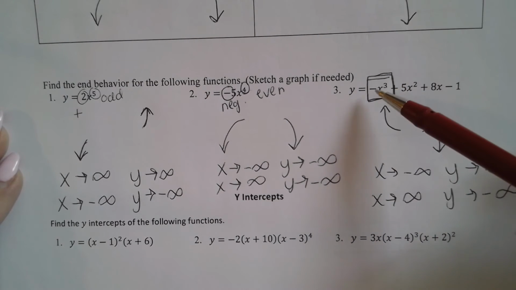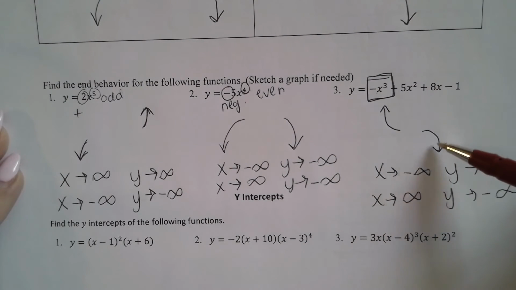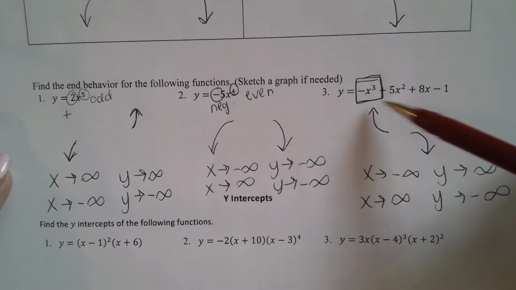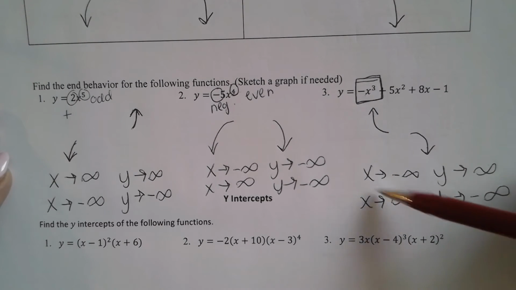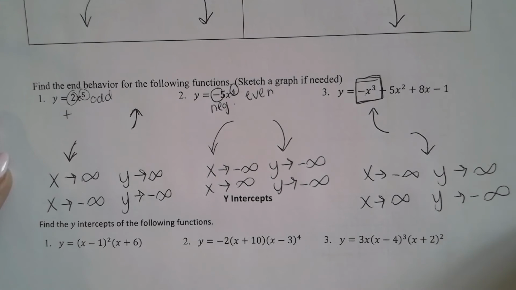So we've got an odd and negative. So it starts up, ends down. On the negative side, it's going up. On the positive side, it's going down.